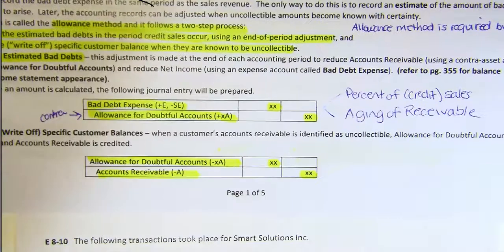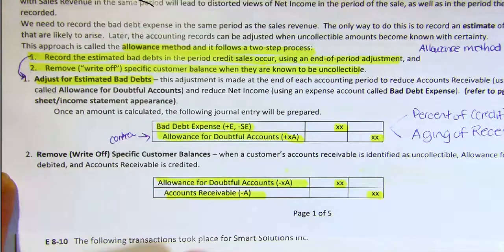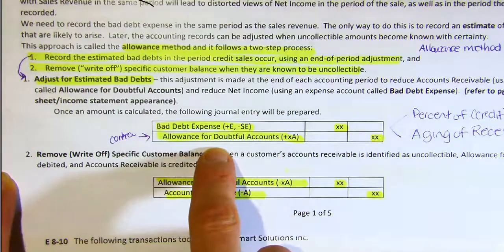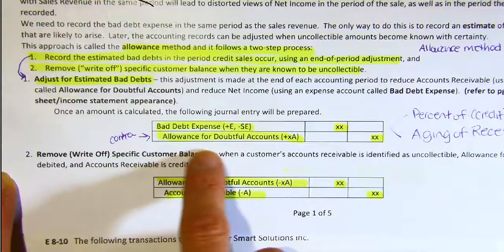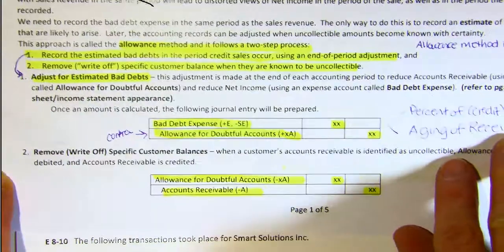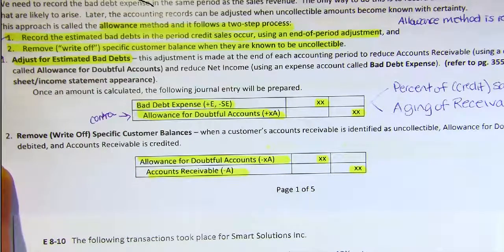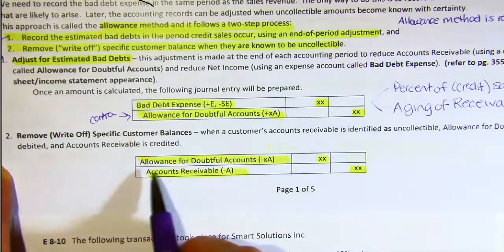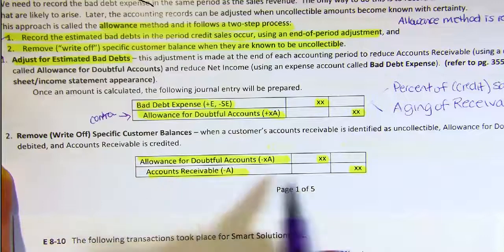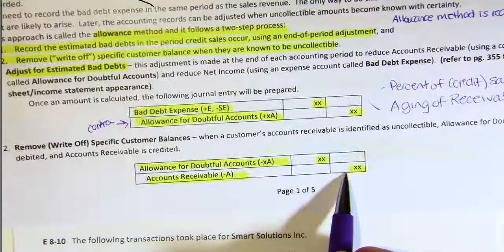So this would be the second part of the allowance method. The first part of the allowance method is to do an adjusting entry to record bad debt expense based on an estimate, and we had to credit the contra account called the allowance for doubtful accounts because we didn't know who wasn't going to pay us and we weren't sure how much. But now, once you've identified a specific customer's balance as uncollectible, you debit that allowance account and you credit the customer's individual accounts receivable account, and that's what we're going to be doing now.